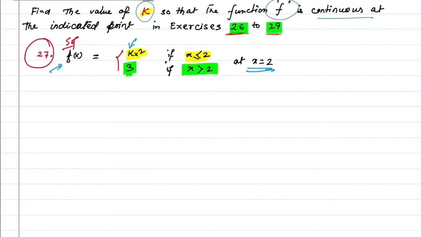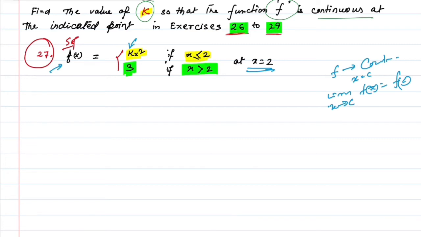So again we are going to apply the same condition that we applied in question number 1, that is, the function f is continuous at x is equal to c if limit x tends to c of f of x is equal to f of c, isn't it? So let us apply this condition here again.